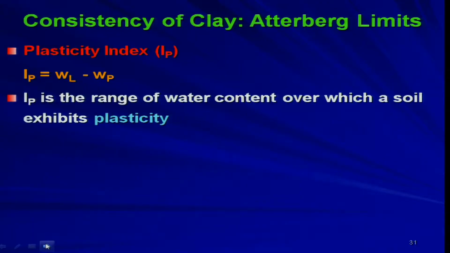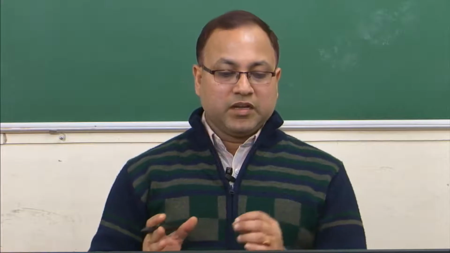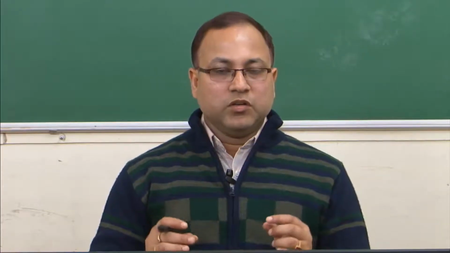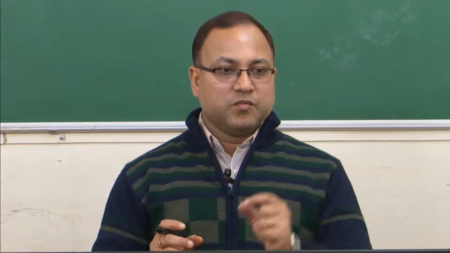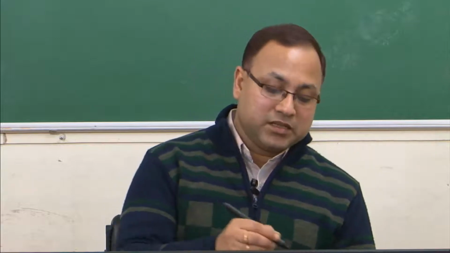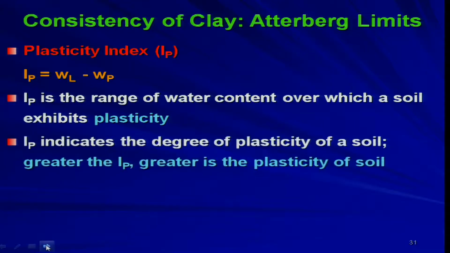IP is the range of water content over which a soil exhibits plasticity. So, basically this is the range of water content. If I say WL minus WP, as I told you, this is the difference between liquid limit and plastic limit. Within that range your soil will exhibit plasticity, that is, the soil is in the plastic state. IP indicates the degree of plasticity of a soil. Greater the IP, greater is the plasticity of the soil.